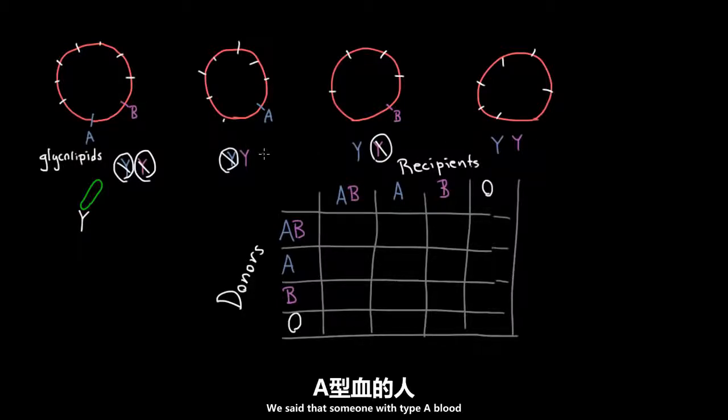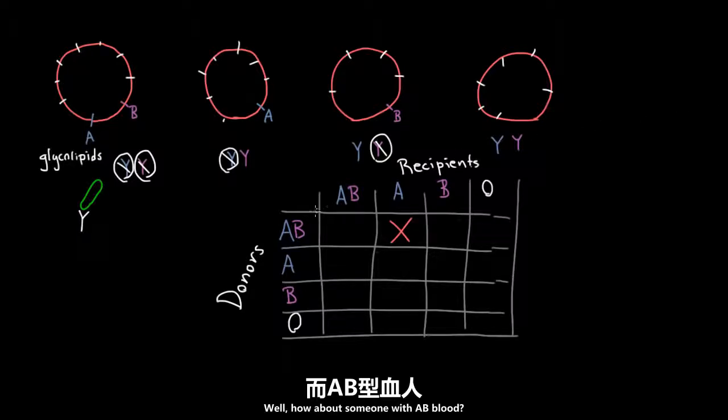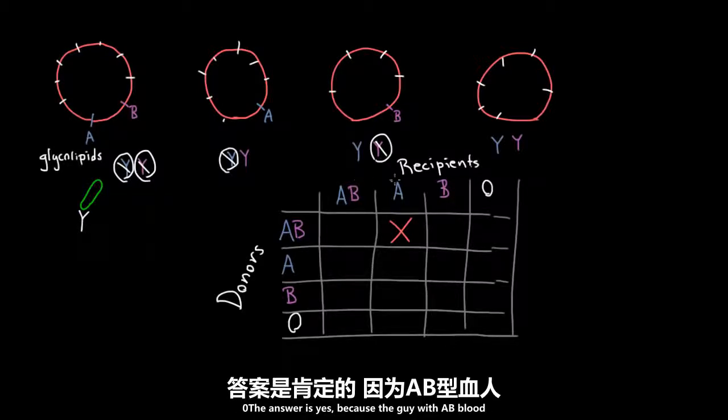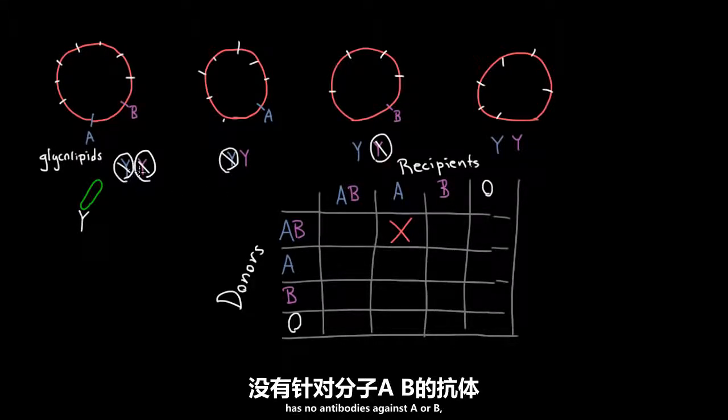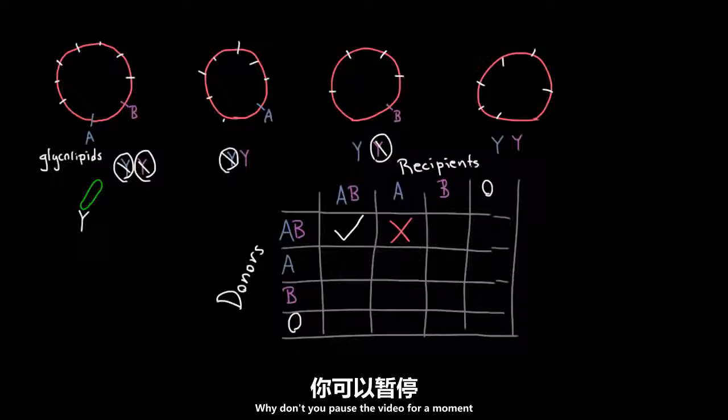So what did we say before? We said that someone with type A blood cannot receive blood from someone with type AB blood. So that means that A recipient with AB donor is no good. Well, how about someone with AB blood? Can they receive blood from someone with AB blood? And the answer is yes, because the guy with AB blood has no antibodies against A or B, so he won't attack the AB blood that is given to him. So why don't you pause the video for a moment and try to fill in the rest of this table.